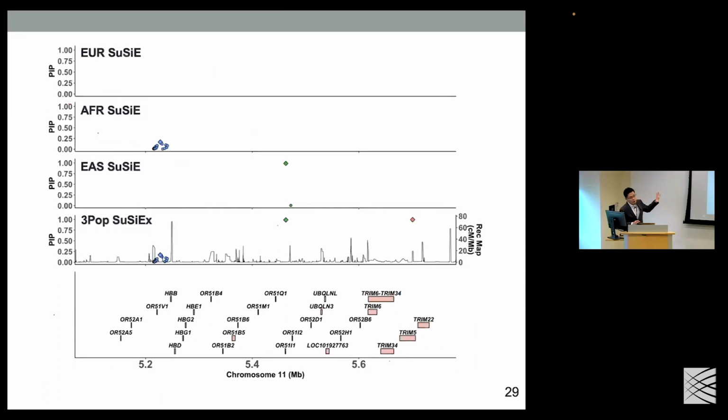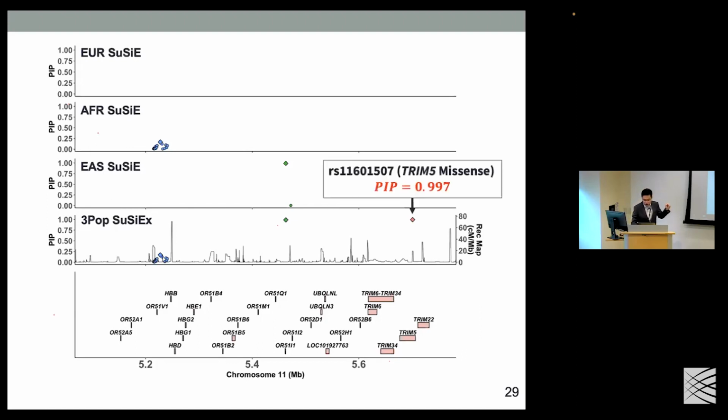Then we do the fine-mapping. In European single population fine-mapping, we find nothing. In African, we do find this bunch of significant variants, but the resolution is not that high. In East Asia, we find these signals, but it's a 2-variant signal dominated by 1 variant. For the cross-population fine-mapping, we find 3.